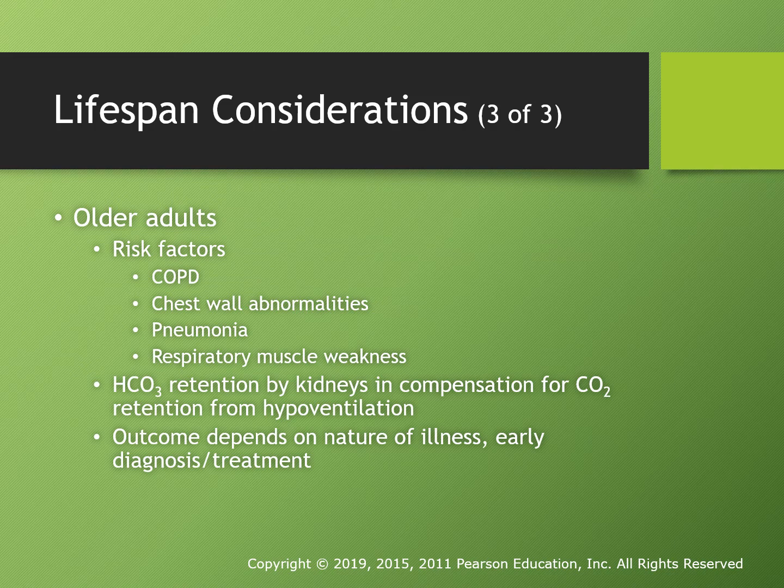Older adults. Many illnesses common to older adults may result in acidosis or acid-base imbalance if not properly treated. COPD, chest wall abnormalities, pneumonia, and respiratory muscle weakness are some of the common causes. CO2 retention from hypoventilation occurs, and the compensatory response is bicarb retention by the kidneys. Older adults are more prone to have COPD. Outcome depends on the nature of the illness and early diagnosis and treatment.